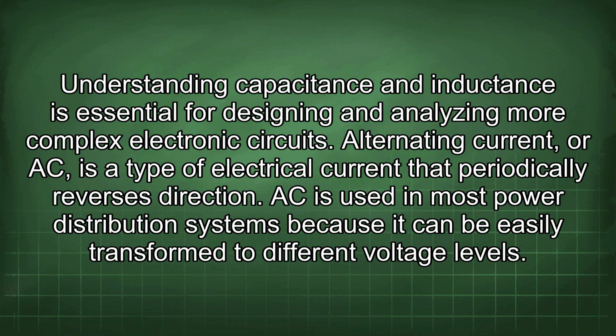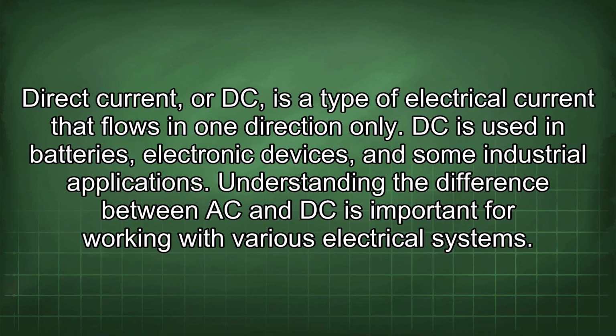Alternating current, or AC, is a type of electrical current that periodically reverses direction. AC is used in most power distribution systems because it can be easily transformed to different voltage levels. Direct current, or DC, is a type of electrical current that flows in one direction only. DC is used in batteries, electronic devices, and some industrial applications. Understanding the difference between AC and DC is important for working with various electrical systems.